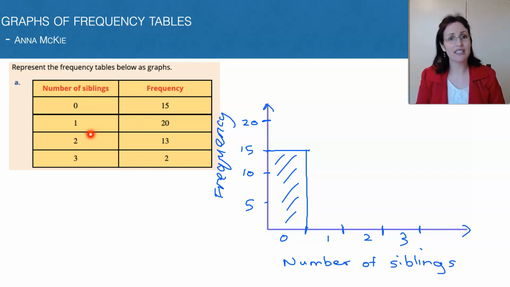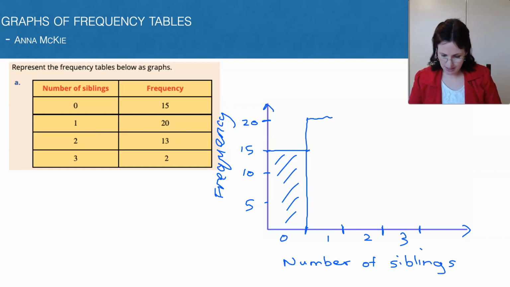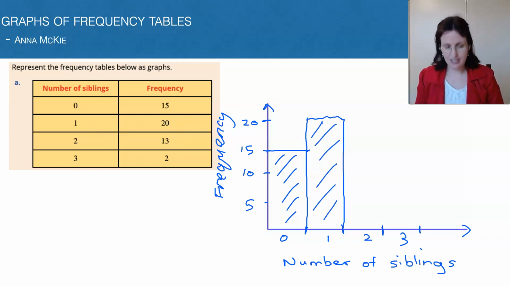How often does one sibling happen? 20 times. So draw our column up to 20. Shading in there. How often does 2 siblings happen? 13 times. So that's going to be between the 10 and the 15, but a little bit closer to the 15. So a bit more than halfway here.